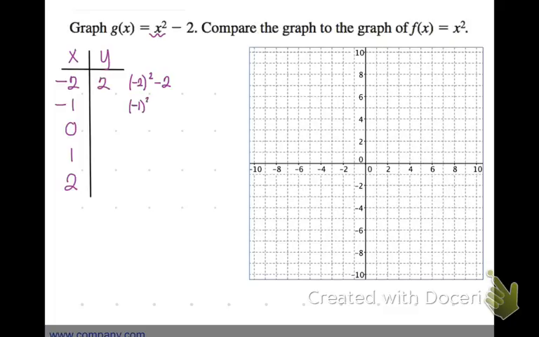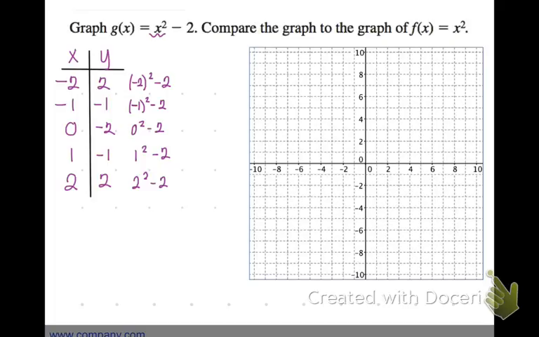Then I do negative 1 squared minus 2. That's 1 minus 2, so I get negative 1. 0 squared minus 2. That's 0 minus 2, so I get negative 2. 1 squared minus 2 is also negative 1, and 2 squared minus 2 is also 2.